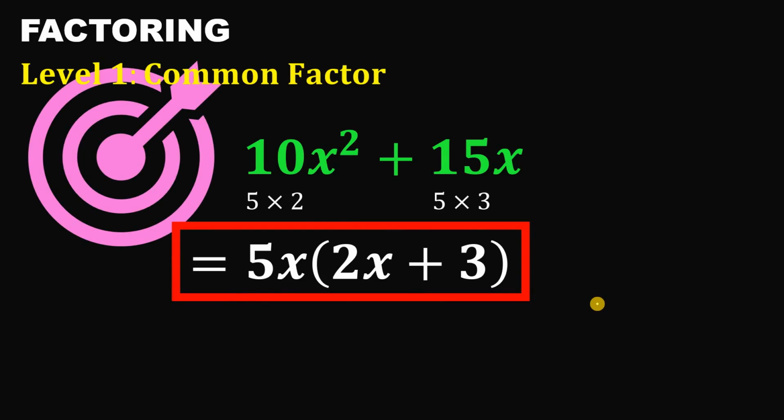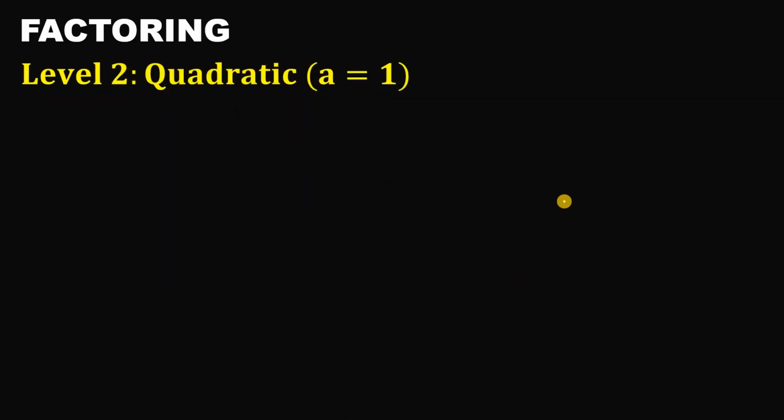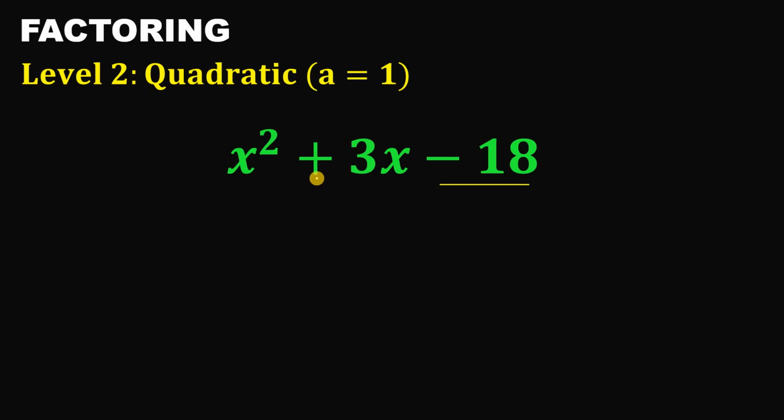Alright, so let's have level number 2. We have a quadratic equation wherein a is equal to 1, or the coefficient of x squared is 1. Pause the video right now because I will show you the solution in 3, 2, 1. Alright. Now, to factor this quadratic equation, my technique is to think of two numbers that when we multiply, we get negative 18, and when we add those two numbers, we get positive 3.